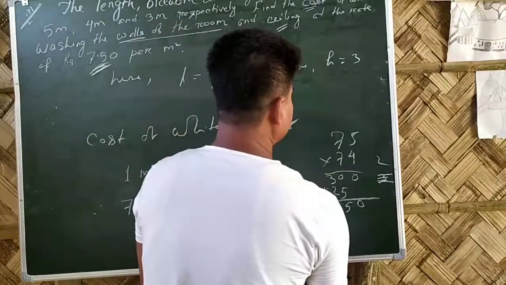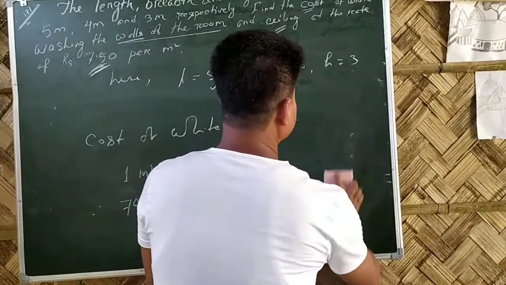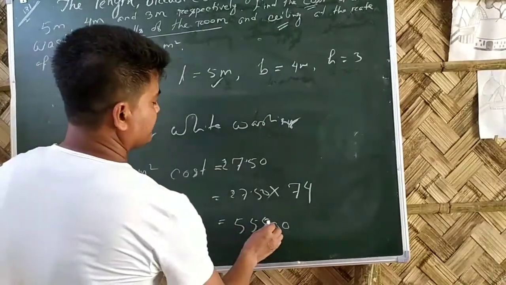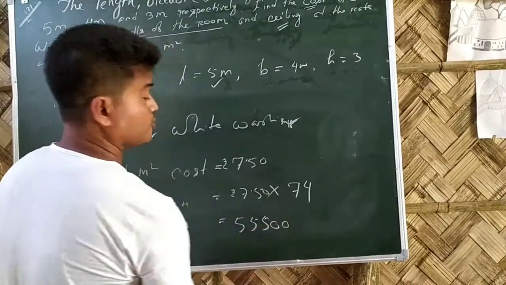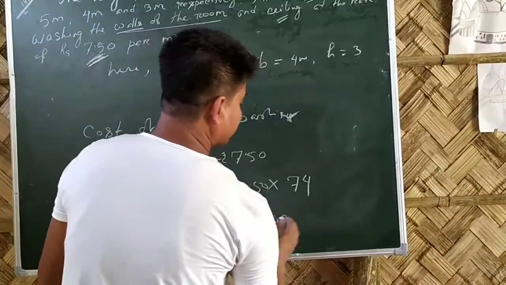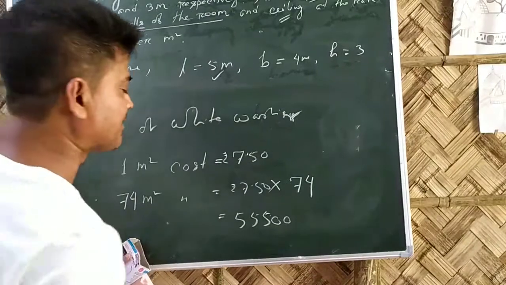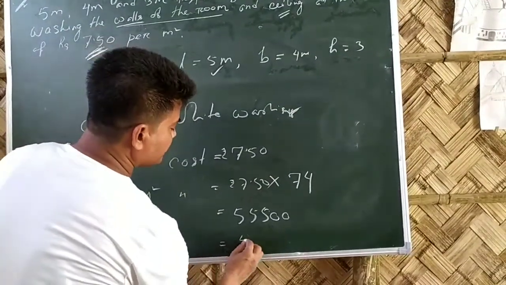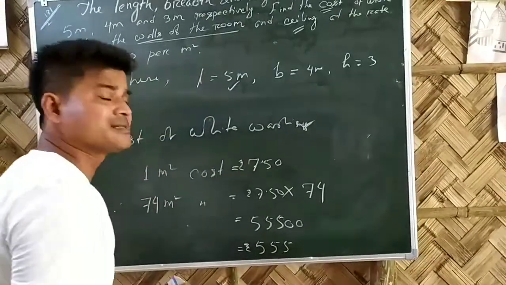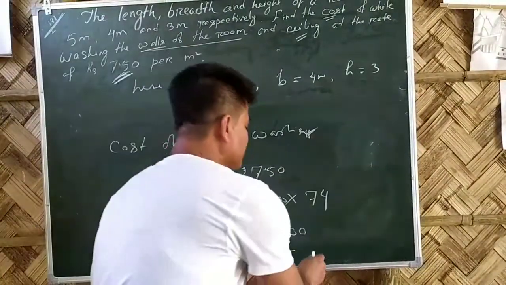Now the decimal part. We have a decimal after two numbers, that is 0 and 5, so we put the decimal after two numbers from the right side, and after the decimal we get only 0. That means the amount will be 555 rupees. So this is the answer, and this is a very easy question.